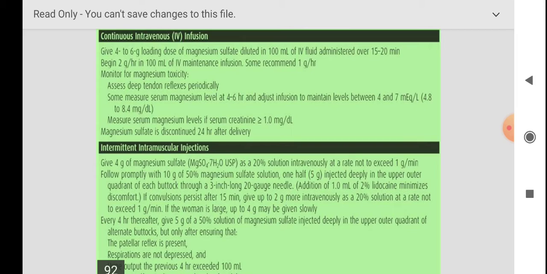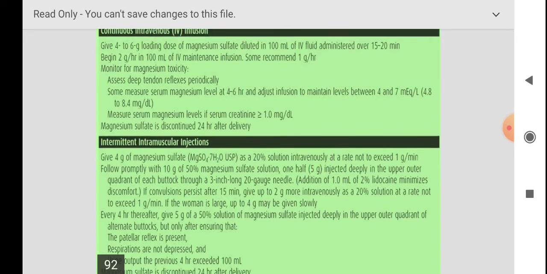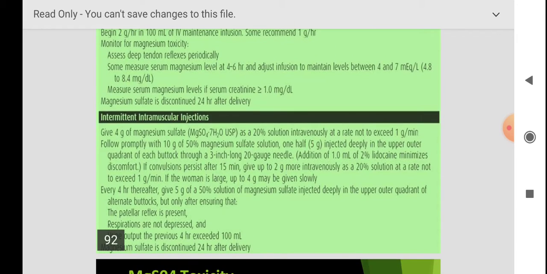Also assess deep tendon reflexes periodically, that is every 4th hourly. Some measure serum magnesium levels, but that is not easily available in all the labs. So there are other methods to assess the physiological levels of magnesium sulfate. Once you give the loading dose, it should be between 4 to 7 milliequivalents per liter. Anything above this causes signs and symptoms by which we can assess the toxicity, like you can check urine output, respiratory rate and deep tendon reflexes periodically. This magnesium sulfate is discontinued 24 hours after delivery or the last convulsion, whichever is later.